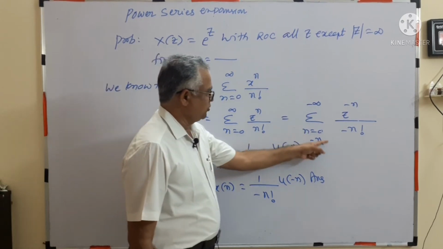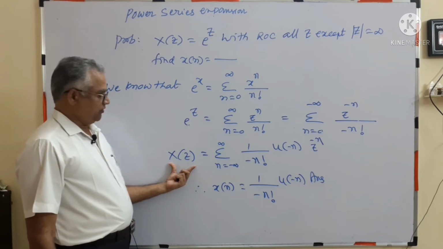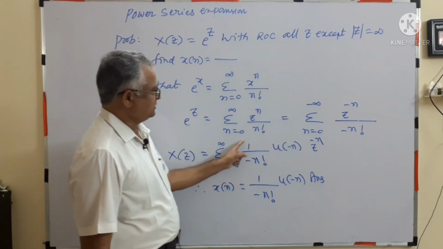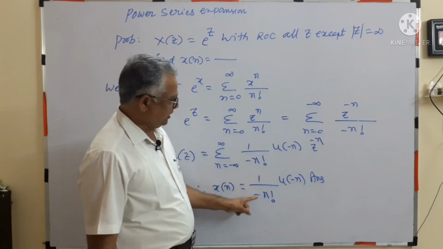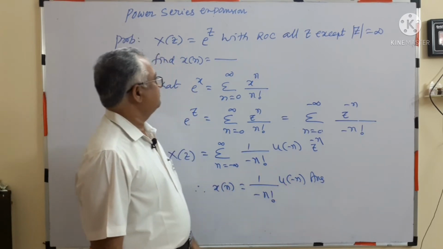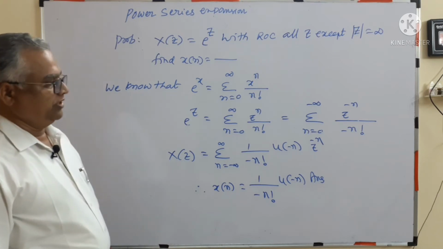But how is this looking like a Z transform formula? So if you compare with the x of z formula, this must be x of n. So x of n equal to 1 by minus n factorial times u of minus n. So it is one special problem. Like this only we can solve.